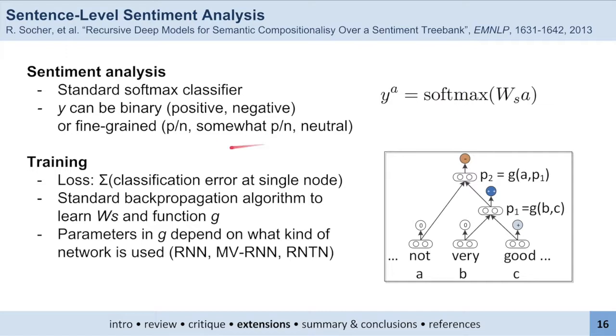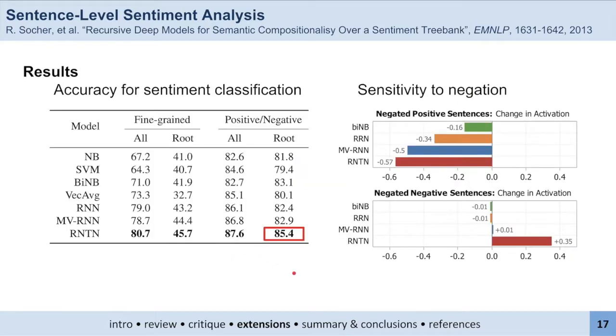And then they train this model. The loss function is just the sum of classification errors of all nodes. And then the standard backpropagation algorithm is applied to learn this matrix Ws and parameters in function g. And here, parameters depend on what kind of network is used. Their results are pretty good.